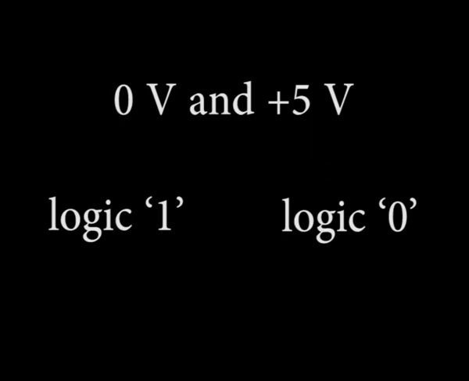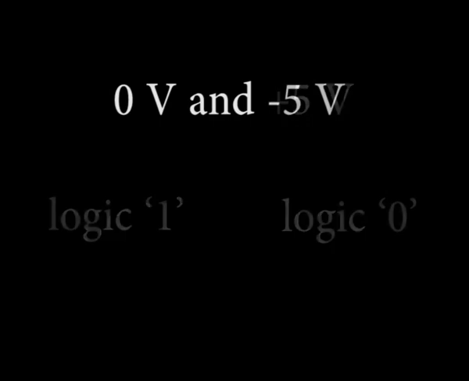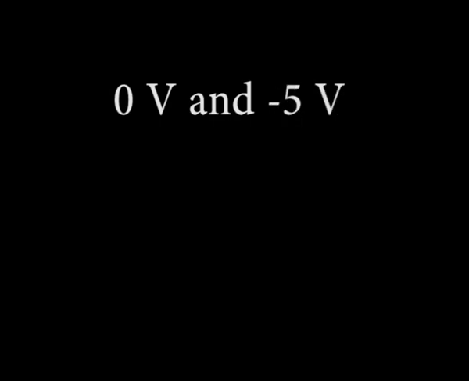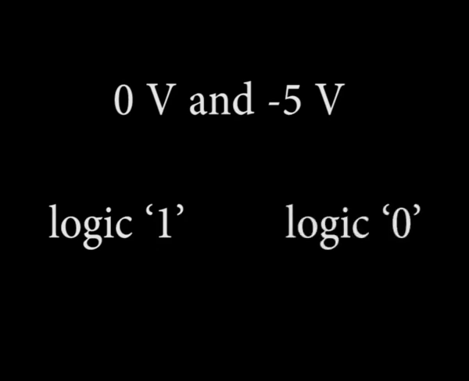If the two voltage levels are 0 volt and minus 5 volt, then in the positive logic system, the 0 volt represents a logic 1 and the minus 5 volt represents a logic 0. In the negative logic system, 0 volt represents logic 0 and minus 5 volt represents logic 1.